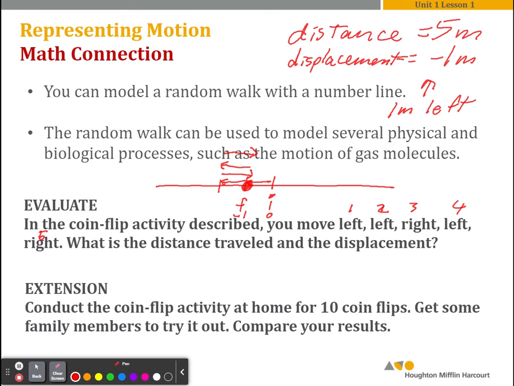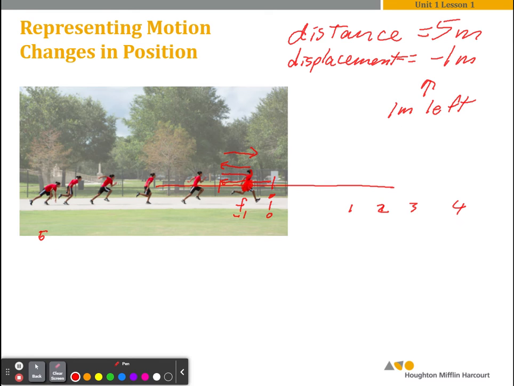Now, the more you do this, the more. If you just do a few tries like we did in this example, then there's a good chance you'll end up away from the origin point. But think about what would happen if I did this 100 times or 1,000 times. Would I be likely to end up farther away or closer to the starting point? It's an interesting thing to think about.